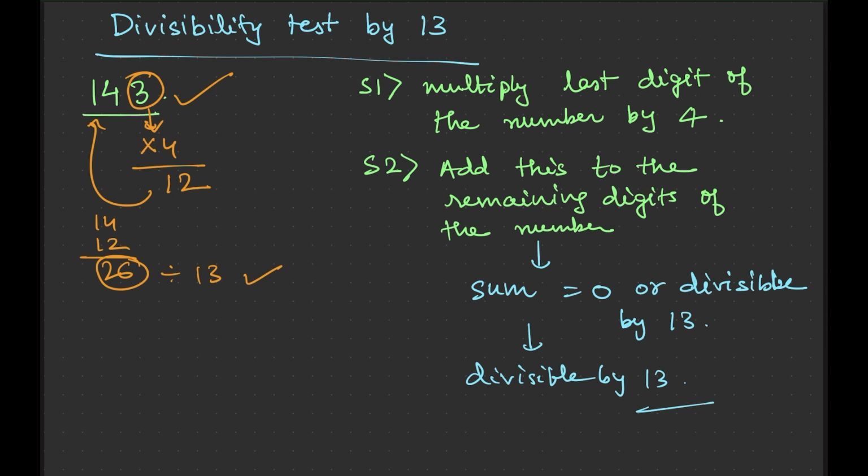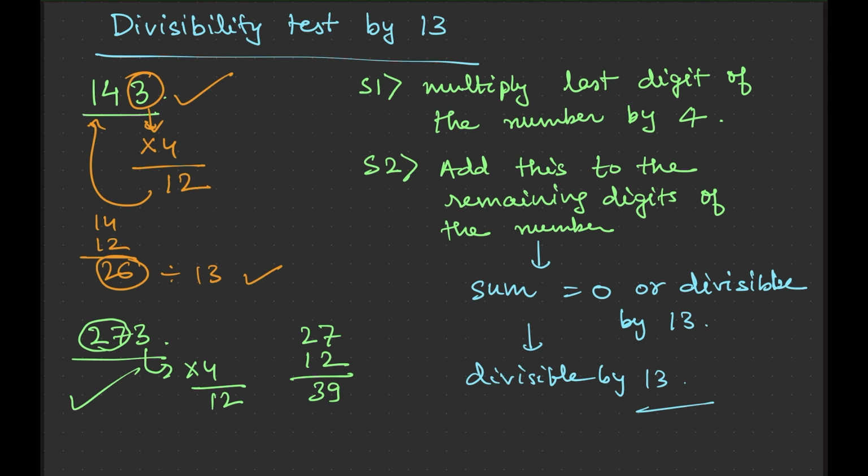Let's take another example. Suppose 273, here the last digit is 3. Let's multiply it by 4. We get 3 into 4, 12. If we add 27, the remaining digits, to the number we got, 12, we get 39. And we know that in 13's table 39 comes in the third multiplication. So our parent number 273 is also divisible by 13.